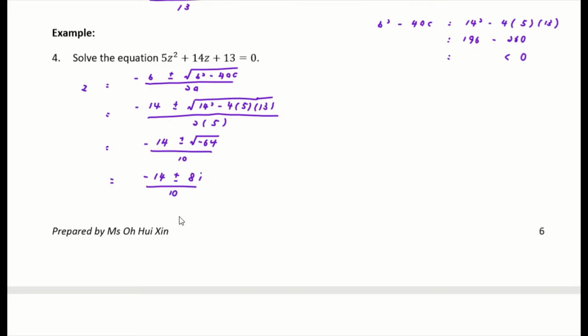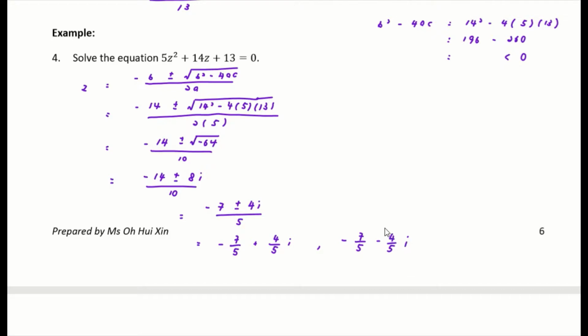Then after that, we can try to simplify. So divide by 2, divide by 2 for everything. So I'll have negative 7 plus minus 4i over 5. And that will be my answer. So let us try to simplify it. So I'll have two answers. The first one is going to be negative 7 over 5 plus 4 over 5i. Then the second one is going to be negative 7 over 5 minus 4 over 5i.